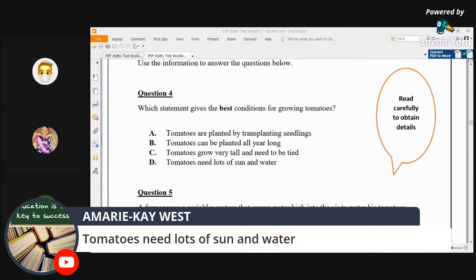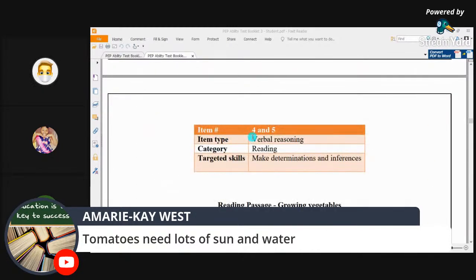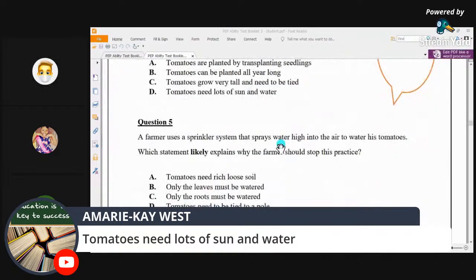Now, this was item 4, but it says for item 4 and 5. So this one is going to be based on the same passage as well. A farmer uses a sprinkler system that sprays water high into the air to water his tomatoes. Which statement likely explains why the farmer should stop this practice?